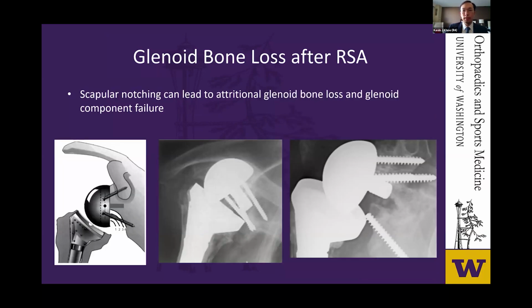One might also see bone loss in the setting of scapular notching, resulting from attritional impingement of the humerus on the inferior glenoid, resulting in glenoid erosion and component breakage. In either scenario, glenoid bone loss can compromise fixation achieved at the time of revision arthroplasty.